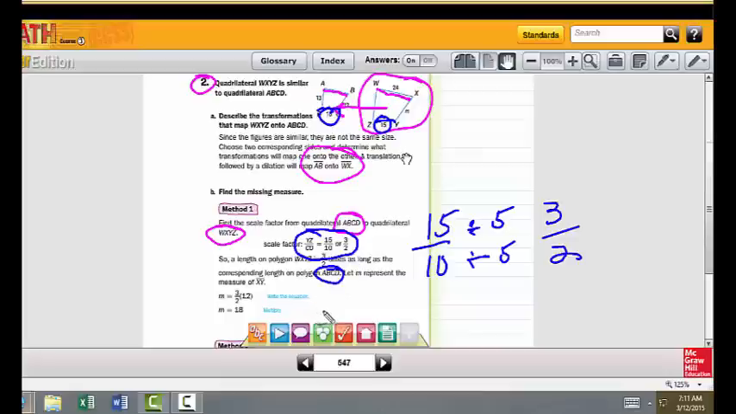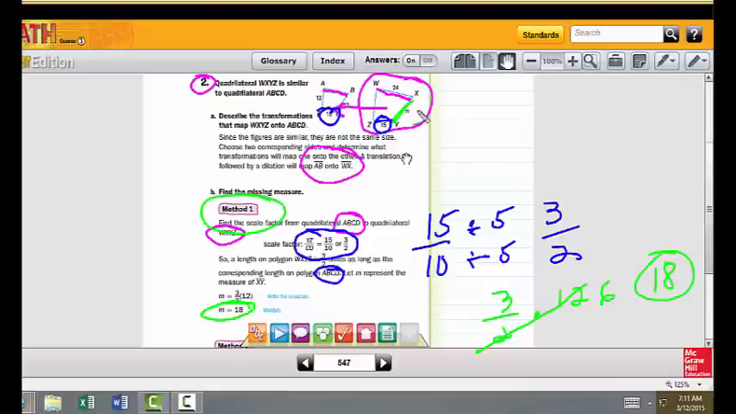So a length on polygon WXYZ is 3 over 2, or 1.5 times as long as the corresponding length on polygon ABCD. Let M represent the measure of XY. So now we're looking at XY right here. So if M equals 3 over 2, that's our scale factor, times 12, we could do this, 12 over 2 equals 6, so 3 times 6 now is 18. So that's how they get the 18 here. Okay, so that's one method here.